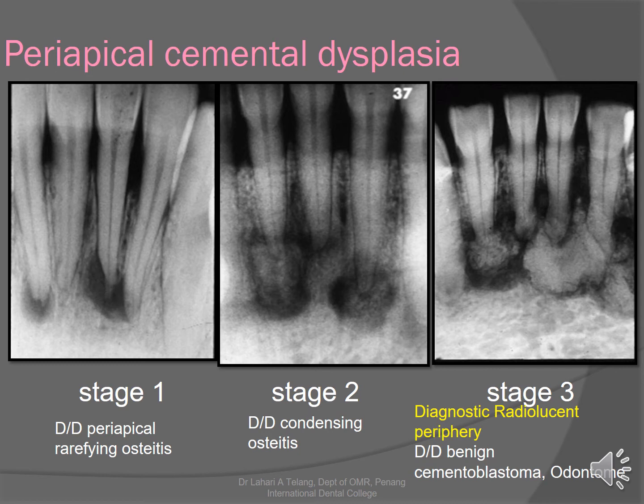Stage 3 is more dense, and a cementoma, cementoblastoma, or even an odontome appearing at the apex of the tooth, could be thought of as a radiology differential diagnosis. And what you classically see here, which is written in yellow, is a radiolucent periphery around the rim, a peripheral radiolucency, which is very similar to cementoblastoma as well, like we had discussed in the last class. So this is periapical cemental dysplasia.